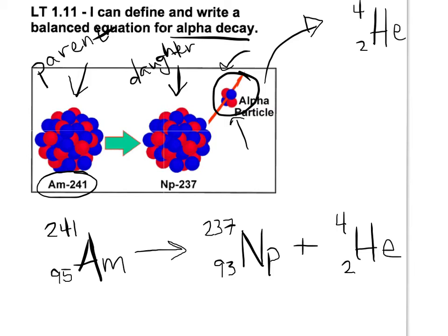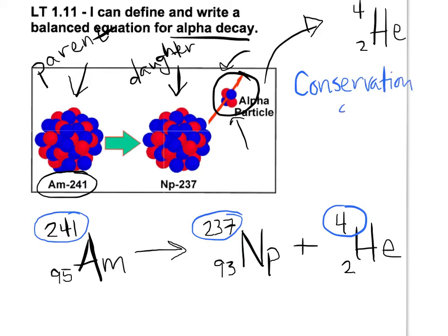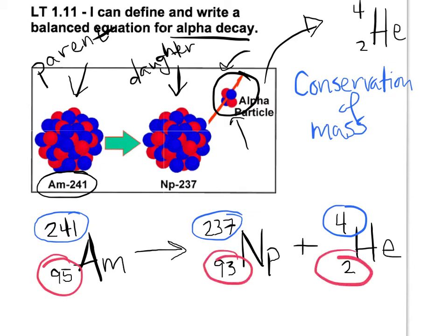A couple of things I want you to notice. The mass that I started with, 241, is equal to the mass that I end with, 237 plus 4. So this still obeys the conservation of mass. Also, note my protons. I started with 95 and I finish with 95. These are the clues that will help you write balanced equations for alpha decay.